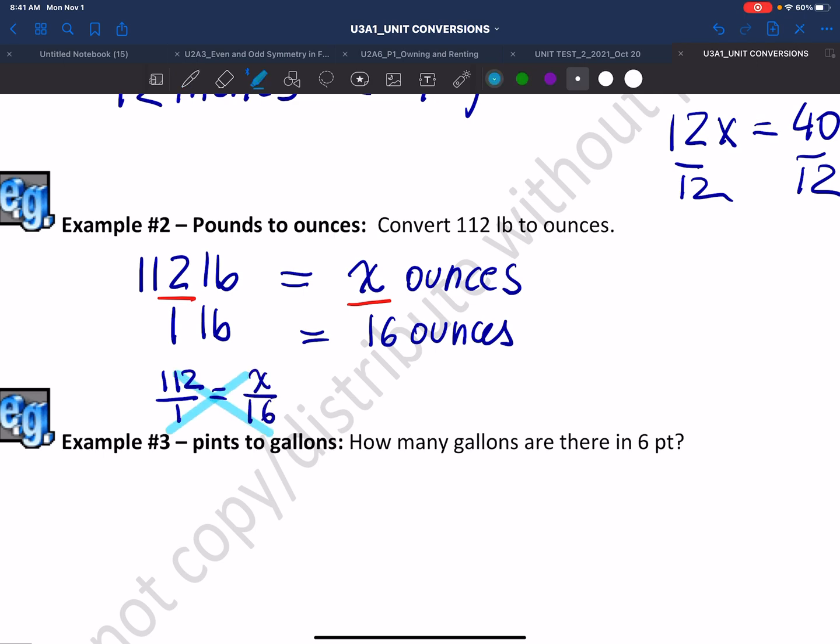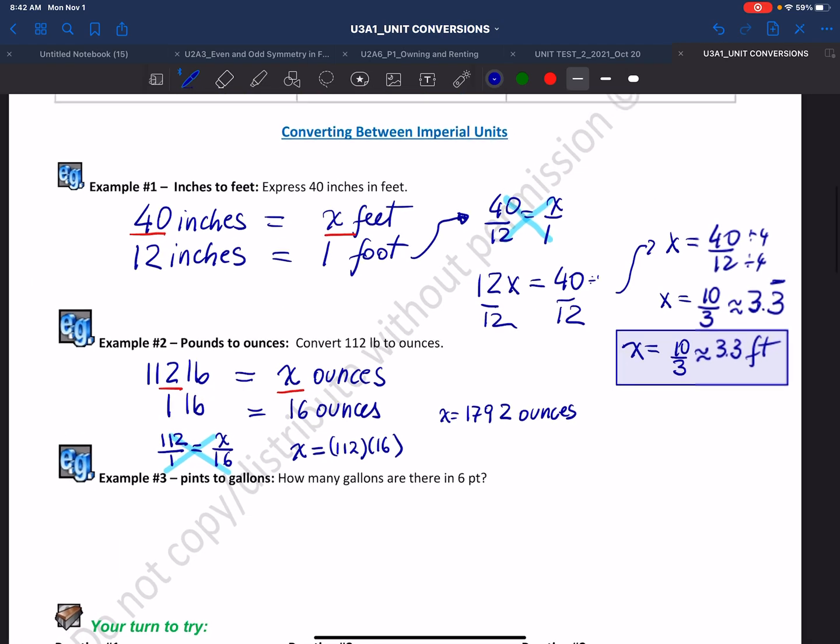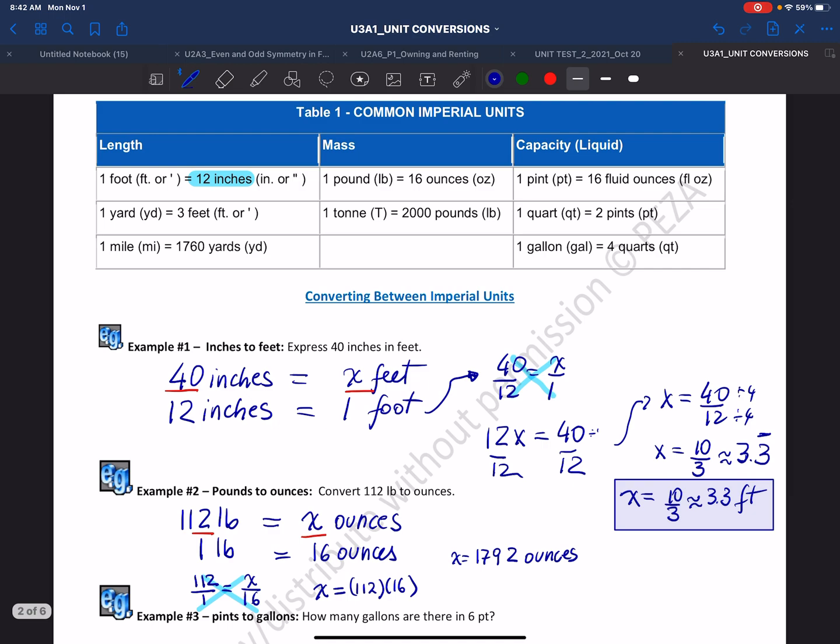Cross multiply. Again, cross multiply where you see the x first. So we have x times 1 equals x. 112 times 16. Use your calculator to find 112 times 16. And I got here 1,792. Remember, I'm converting to ounces, so we'll say that 112 pounds is 1,792 ounces.